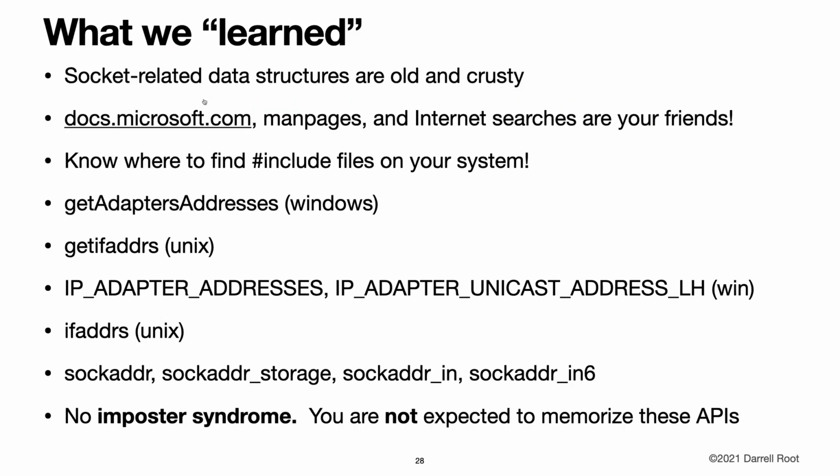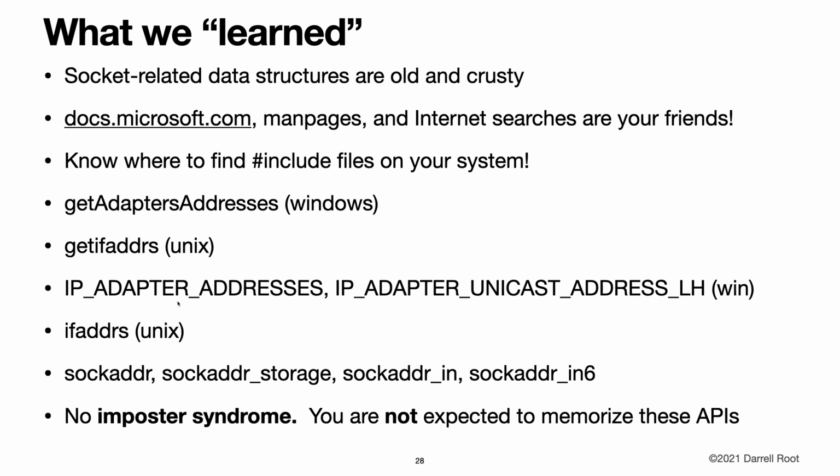Let's review what we learned. Socket-related data structures are old and crusty. In order to deal with them, you have to know your documentation sources. docs.microsoft.com is excellent. Man pages are helpful. Internet searches and Google are your friends. Know where to find the include files on your system. On Windows, we can get information about adapters and interfaces on adapters with the GetAdaptersAddresses function. On Unix, it's the getifaddrs function.